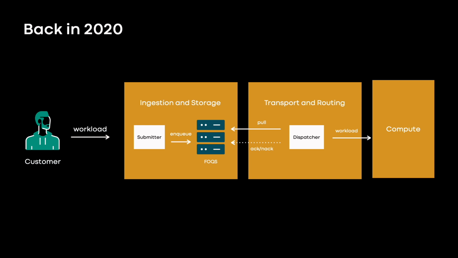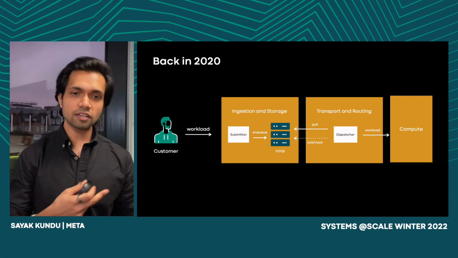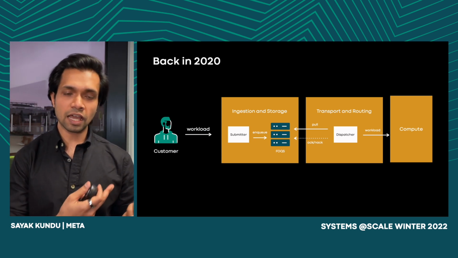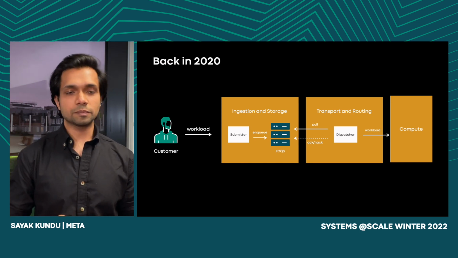So with those details in place, we can see that the transport and routing layer comprising of dispatcher was responsible for pulling the item from Fox, maintaining the lease and sending them for compute. If the compute is successful before the lease times out, it would ACK it. If it's unsuccessful or there's a timeout, then they would either NAC or the lease would expire and the item would become available once again.